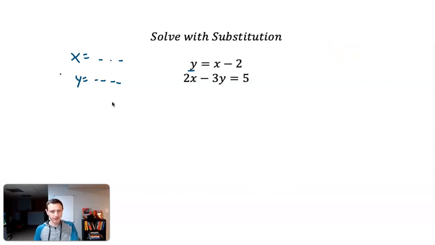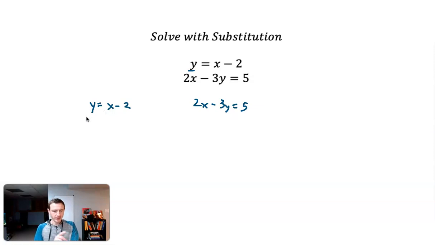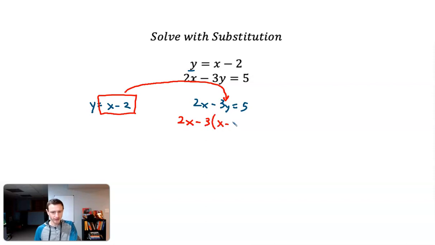So here's the way I always like to do substitution. Let me erase all this. I like to write out the two equations, y equals x minus 2 and 2x minus 3y equals 5, side by side, and here's why. Since I have y equal to x minus 2, I am substituting x minus 2 into this equation and replacing out y. So all that's changing is y. So I have 2x minus 3 times x minus 2 equal to 5. The only thing I'm changing is y, because y is equal to x minus 2.